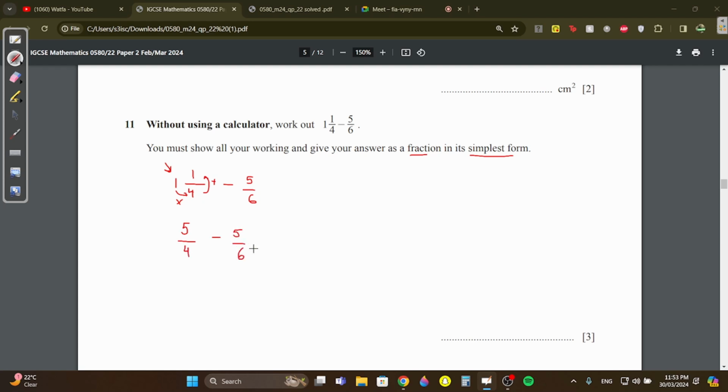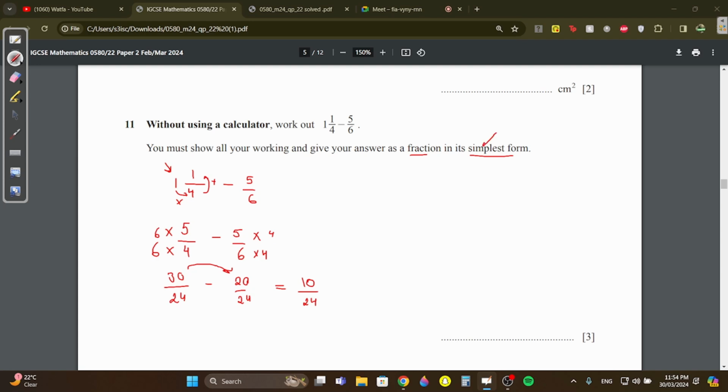And obviously, two fractions, you can't subtract them if they don't have the same denominator. And the common denominator between 4 and 6 would be 12. Obviously, you could just multiply by 6 here and then multiply by 4. But I'm just going to multiply by 6. Multiply by 6 here and then here multiply by 4. You're going to get 30 over 24 minus 20 over 24. Now you can subtract your numerators. 30 minus 20 equals 10 over 24.